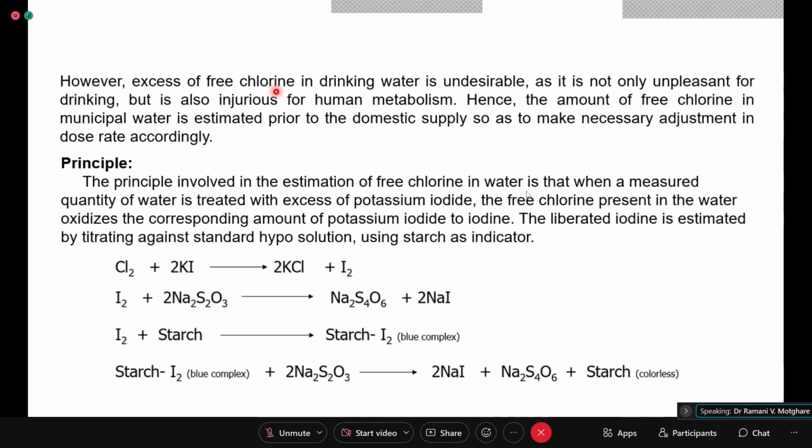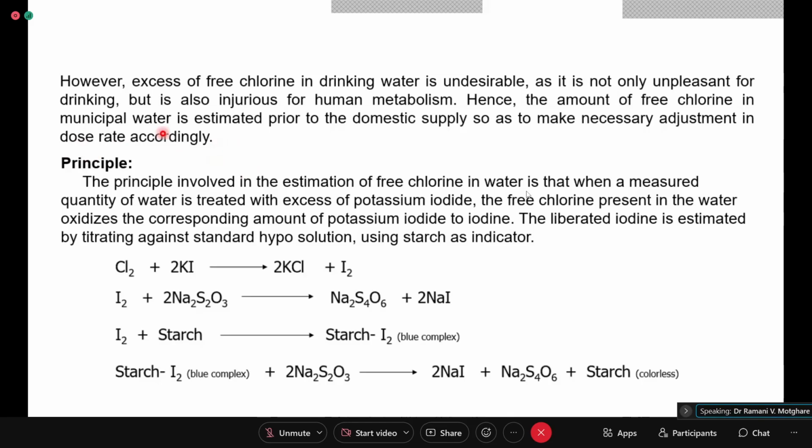So this chlorine in drinking water is undesirable, as it is not only unpleasant for drinking but is also injurious for human metabolism. Hence, the amount of free chlorine in municipal water is estimated prior to the domestic supply, so as to make the necessary adjustment in the dose rate accordingly. Like, what should be the dose?